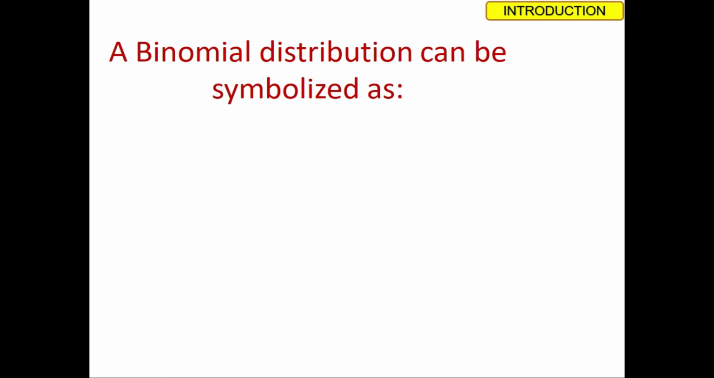the questions. A binomial distribution can be symbolized as, here x denotes the discrete random variable which is distributed binomially with the parameters n and p, where n stands for the number of trials and p is the probability of success.